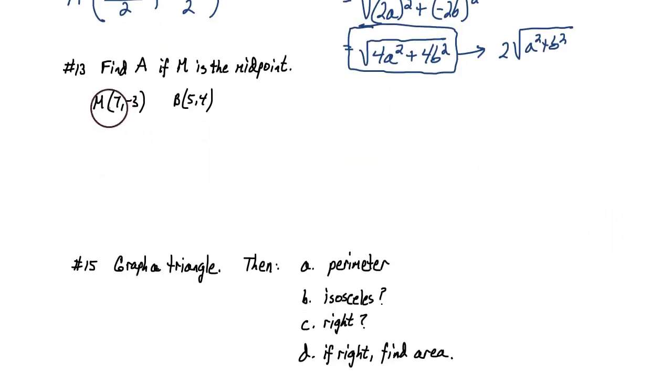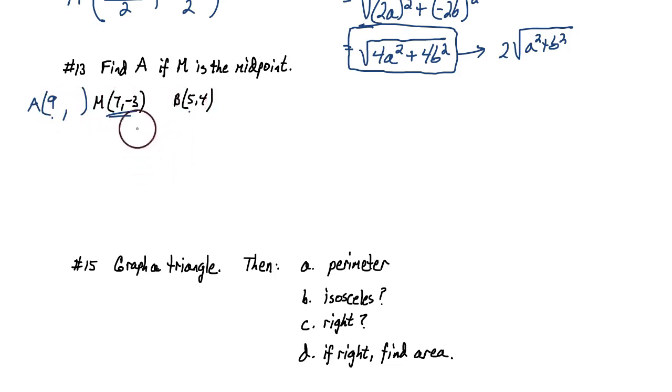Number 13. This time we're not asked to find the midpoint between these two dots, but we're told that this one is the midpoint between A and B. So what we need to find out is, what were the coordinates of the A so that point M ends up in the middle? Well, if the 7 has to be in the middle between 5 and something, then what is that missing x-coordinate? It would be a 9, because the midpoint value 7 is the average of 9 and 5.